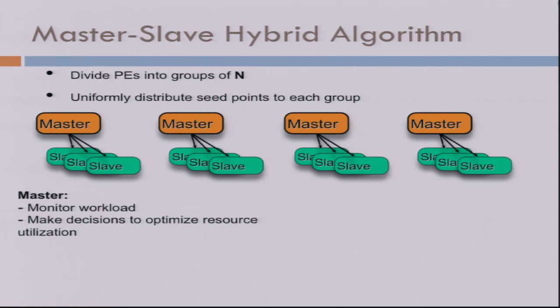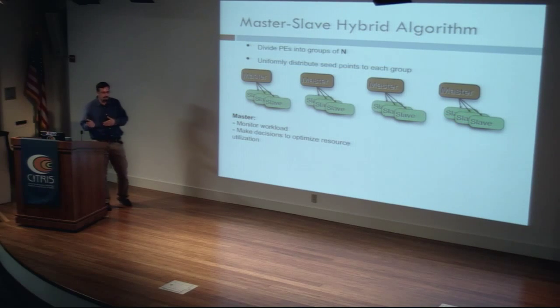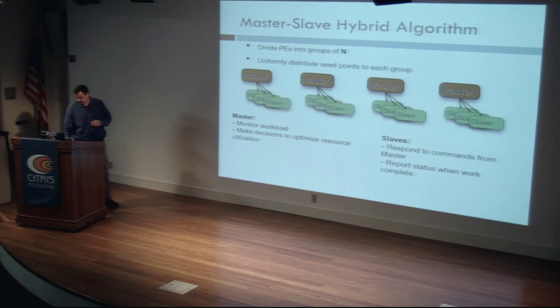And so the master does exactly what you'd expect a master to do in a master-slave scheme. It monitors workload, and it makes decisions to optimize resource utilization. So it tells the slaves what to do. The slave may have a particle. It may say, well, load all the blocks you need to get that particle advected. Or it might say, there's another slave that has those blocks. Go ahead and pass them over. And so it makes those decisions. The slave responds to commands from the master, and when it's done, whether it's advecting a particle or loading a block or sending a particle, it reports status back to the master.